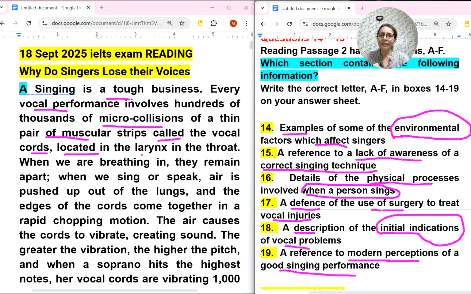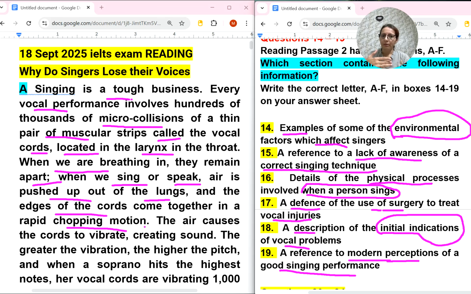Located in the larynx in the throat, when we are breathing, they remain apart. When we sing or speak, air is pushed out of the lungs and the edges of the cords come together in a rapid chopping motion. So, when we are singing or speaking, air is pushed. Some action they are talking about, how we can speak or sing. But yes, we can read more.